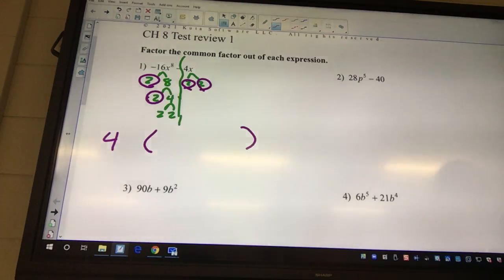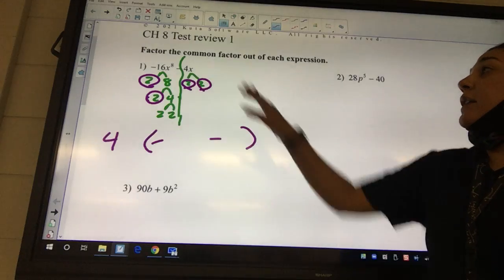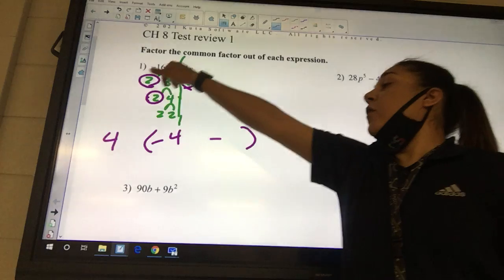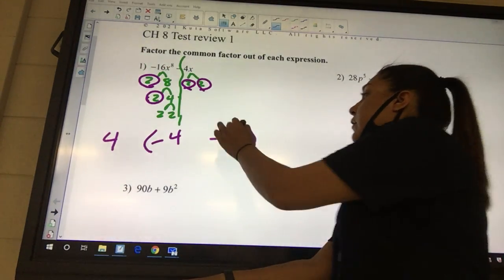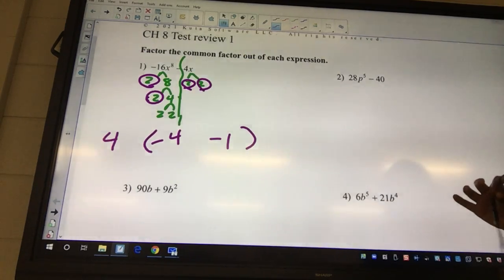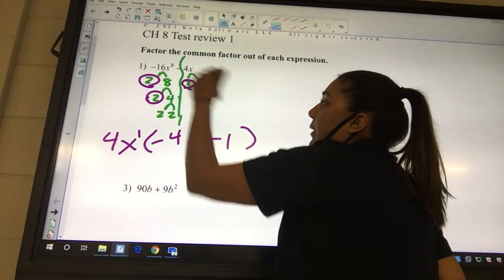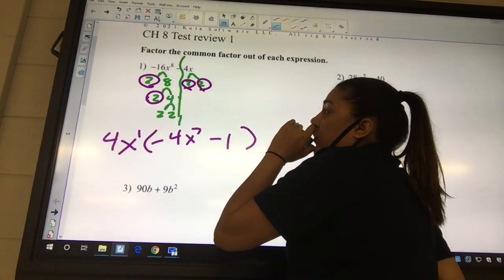Okay, and then draw your parentheses. So you're going to keep all your signs. So I have a minus, minus. So we're going to put those. 16 divided by 4 is 4. 4 divided by 4, 1. Okay, and then how many x's can we take? What's the smallest amount of x's? 1. Okay, so you can pull 1 out. So if I took 1, how many is left? 7, so x to the 7. And then what about the back guy? Nothing.